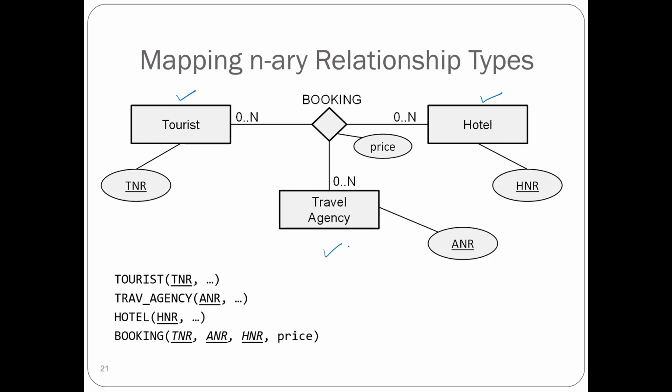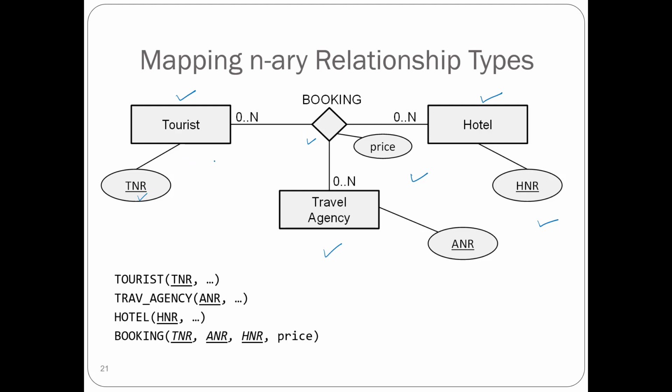agency entity type. And tourist entity type has the primary key TNR. Hotel entity type has the primary key HNR. Travel agency has the primary key ANR. And the relationship that we have here is booking. And the booking has a price. And look at the cardinalities. It is 0 to n, 0 to n, and 0 to n. Good. So how do we implement this?